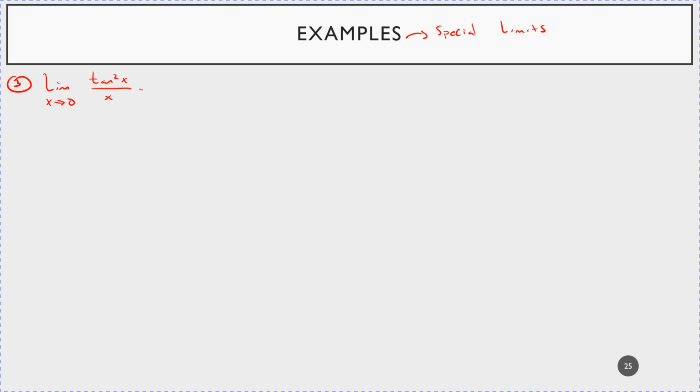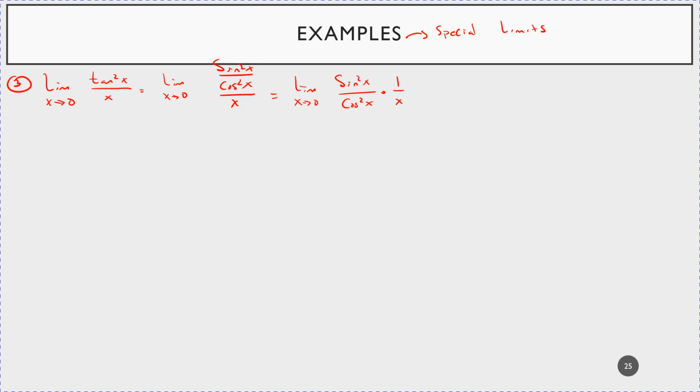Okay, so let's try. This becomes the limit as x goes to 0, tangent squared is the same thing as sine squared of x over cosine squared of x, divided by x. So how are you going to solve this? You go keep, change, flip, right? So you keep this, so it's the limit as x goes to 0 of sine squared of x over cosine squared of x times, and then you flip this, 1 over x.